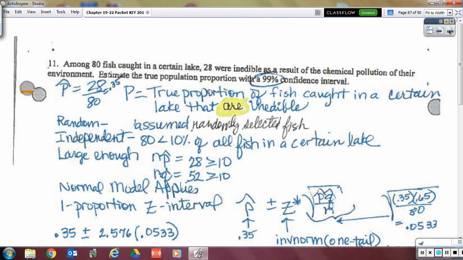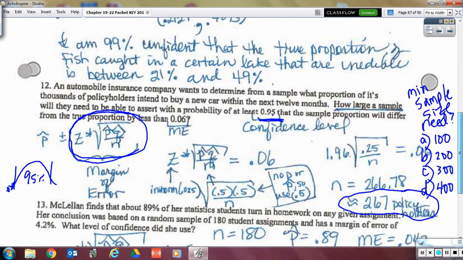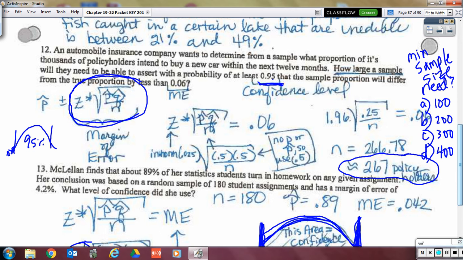Let's go ahead and move on to number 12. So here we go. All right. If you are told in a problem a margin of error, I can almost guarantee you need to set up this part after the plus minus. The part after the plus minus is your margin of error. Set that up as a formula.